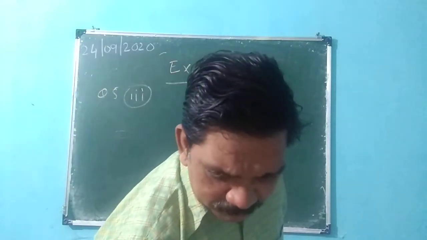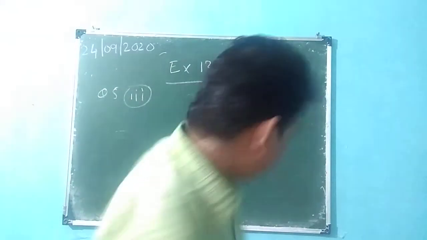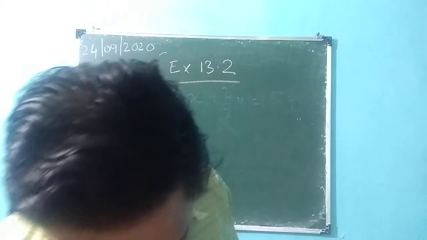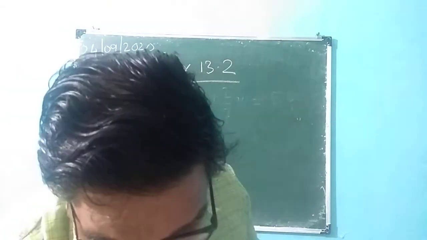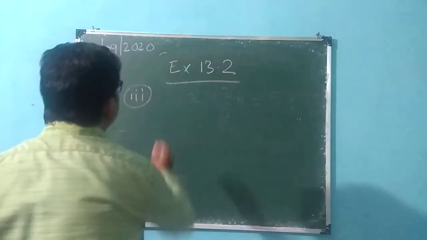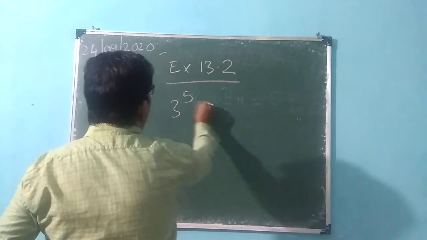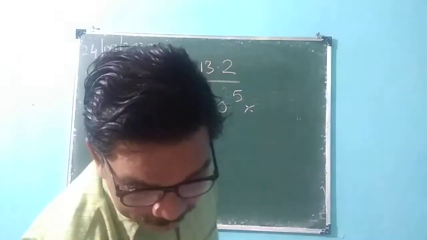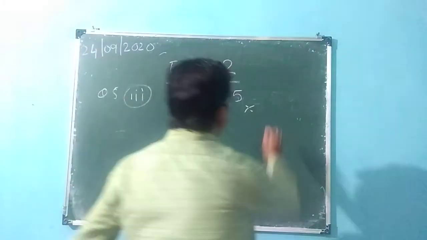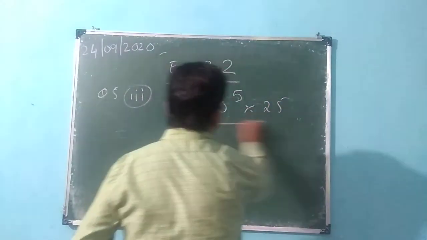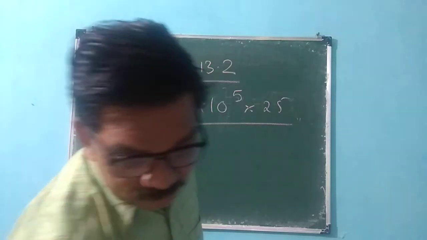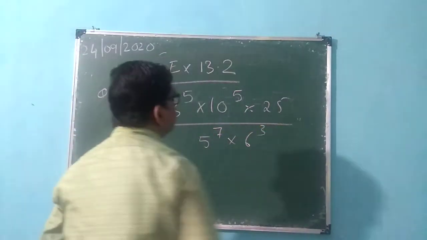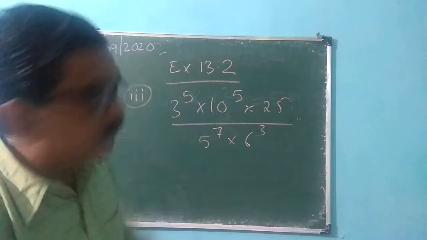The question number 5, third part is 3 raised to 5 into 10 raised to 5, 25 divided by 5 raised to 7, then 6 raised to 3. We have to simplify this.